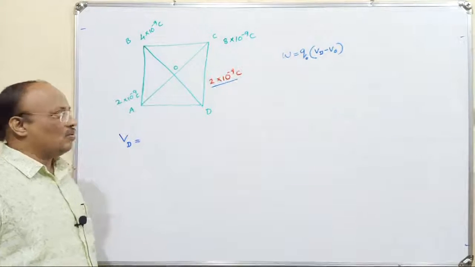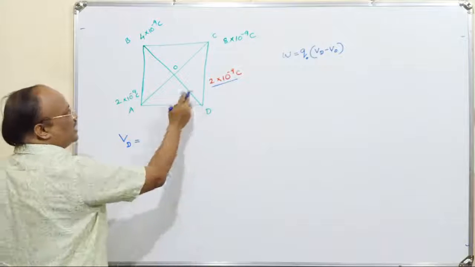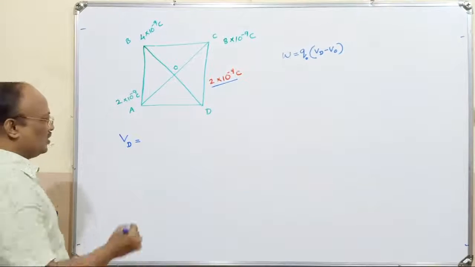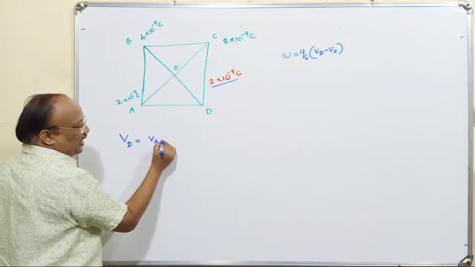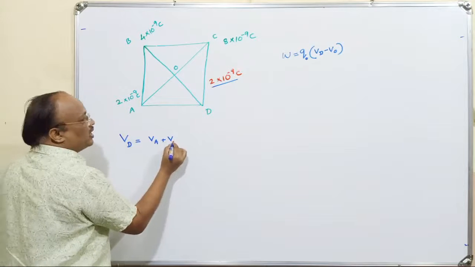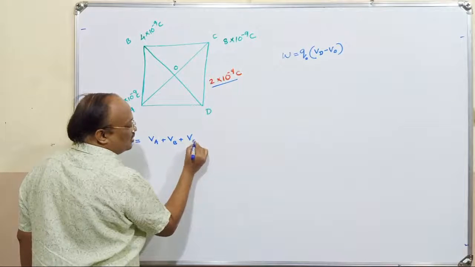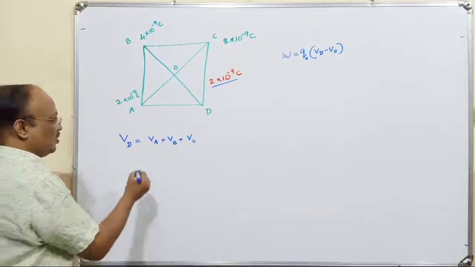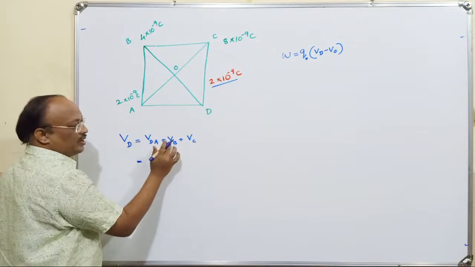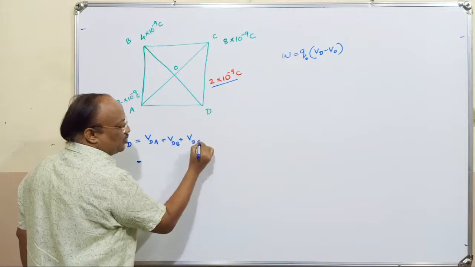What will it be? Potential at D because of A, potential at D because of B, potential at D because of C. So Vd is equal to potential due to A on D, potential due to B on D, potential at D due to C. So these things we have to find out.